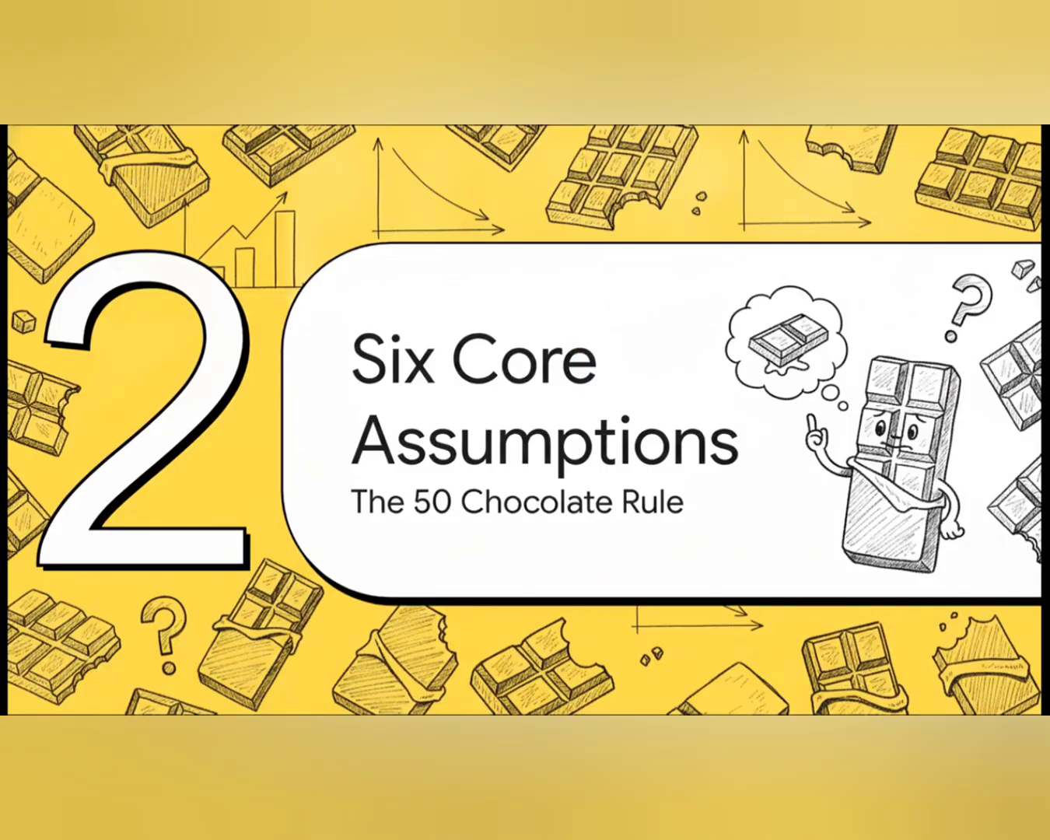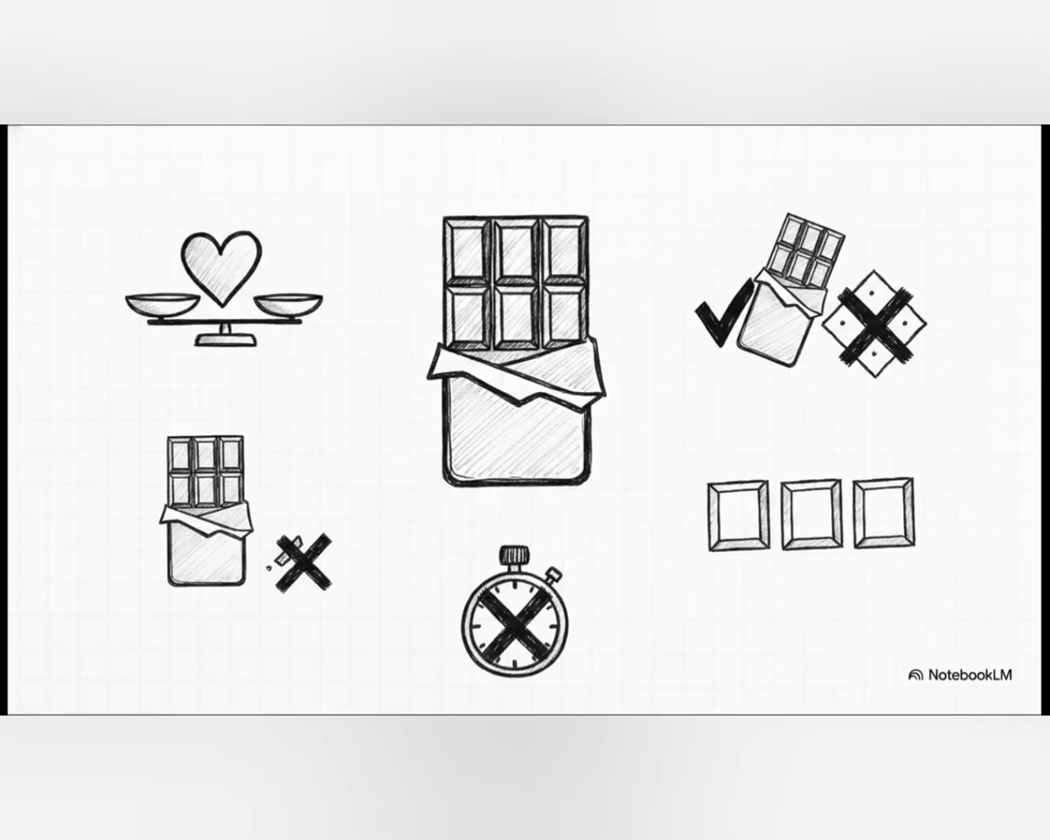Section 2. The 6 core assumptions. The 50 chocolate rule. To really see this law in action, picture this. Imagine I place 50 homemade chocolates right in front of you. And the catch is, you absolutely must eat all of them. For the law of diminishing marginal utility to work in a scientifically measurable way, economists enforce some pretty rigid assumptions.